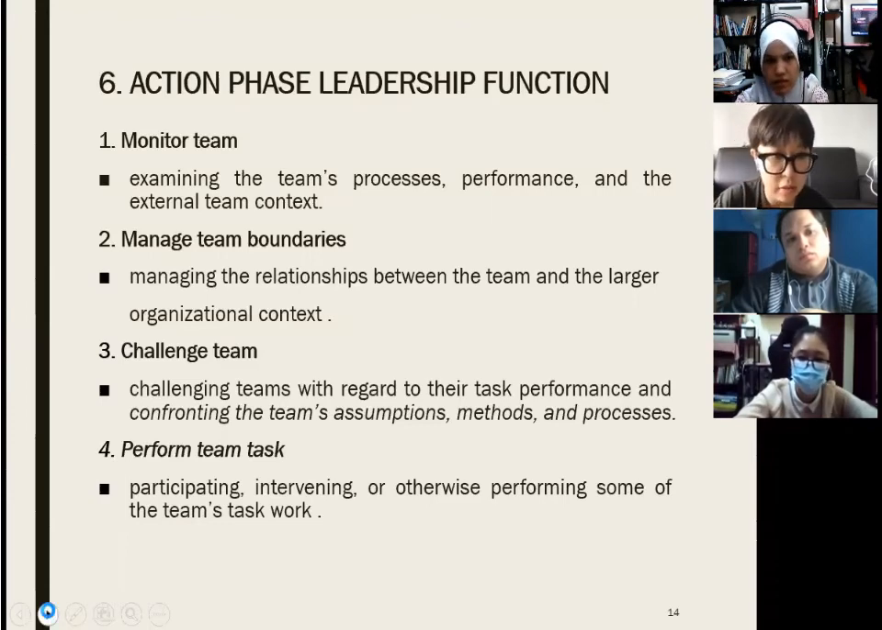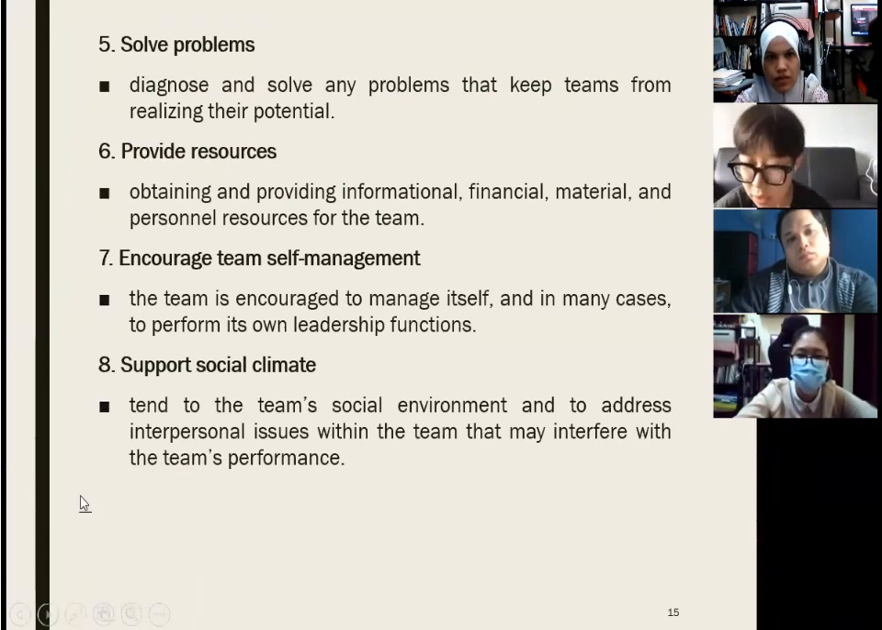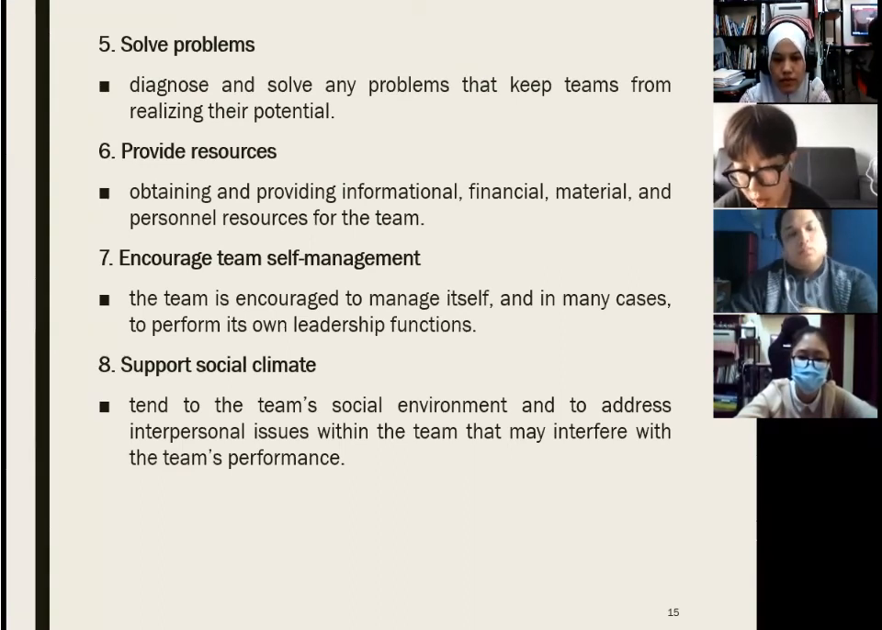And the next, fifth, is solving problems. Teams often confront complex, ill-defined problems that lack a single solution. Numerous scholars have posited that a critical team leadership function is to diagnose and solve any problems that keep teams from realizing their potential.